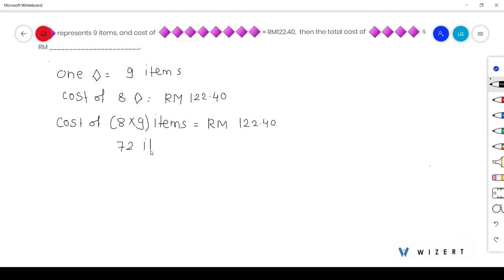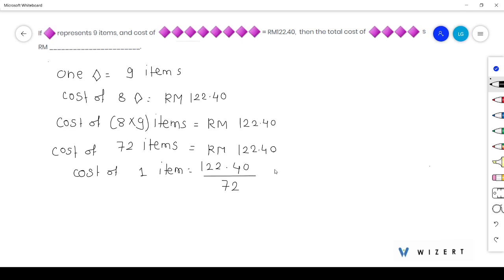So this 72 items means the cost of 72 items is 122.40 RM, okay? So from this, the cost of one item will be 122.40 divided by 72. That is, it will be 1.7 RM. Okay.